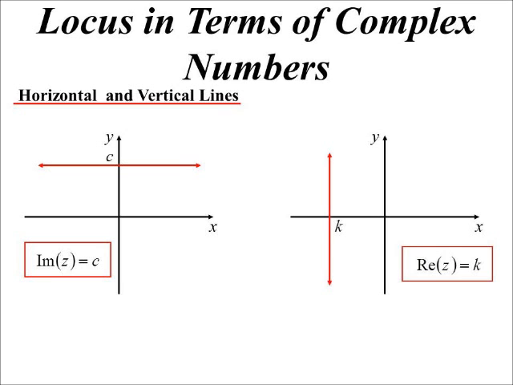And so for a vertical line, a similar thing happens, but what they all have in common is that the real part is the same. So on a number plane we'd call it x equals k, but on the Argand diagram, it's the real part of z equals k.